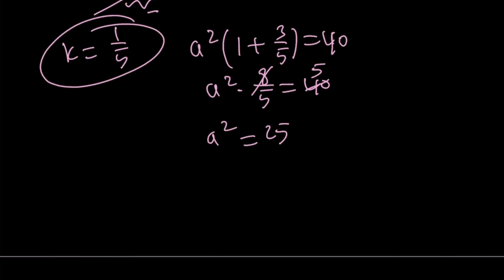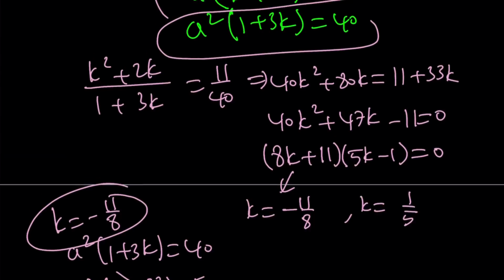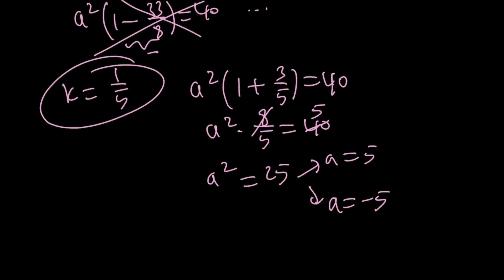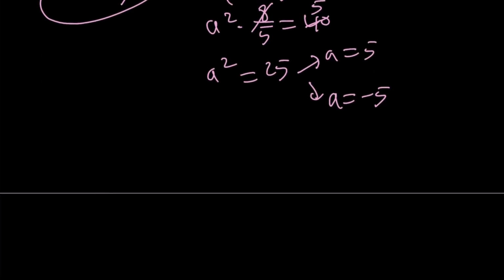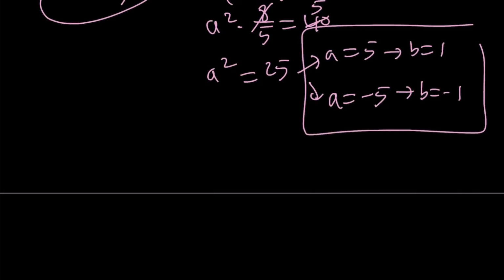Nice. I like that. So from here, a is either 5 or -5. But remember, b equals a times k, and k is equal to 1/5. So if a is 5, then b is 1. If a is -5, then b is -1. So we got the solution pair, right?